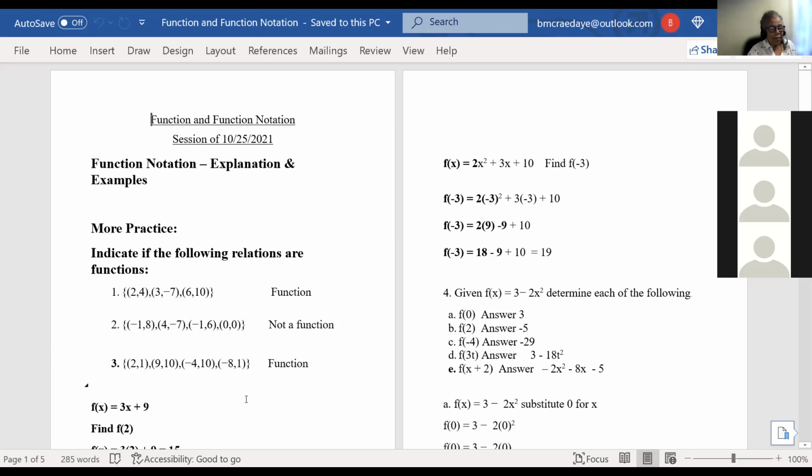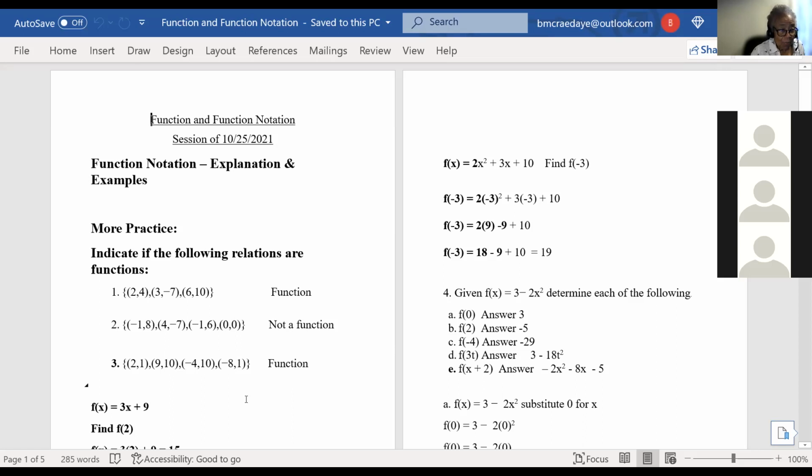Now, let me ask you, Vanessa, what are the ranges in number 2? What numbers represent the range in number 2? The range, yes. 8, -7, 6, and 0. That's right, because range is the y values and domain is the x values.